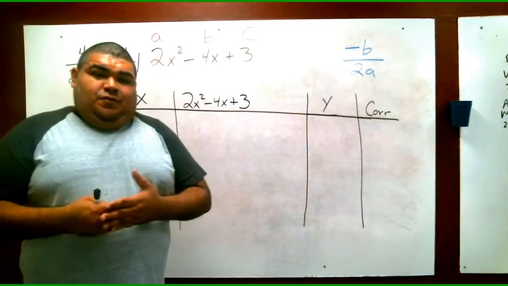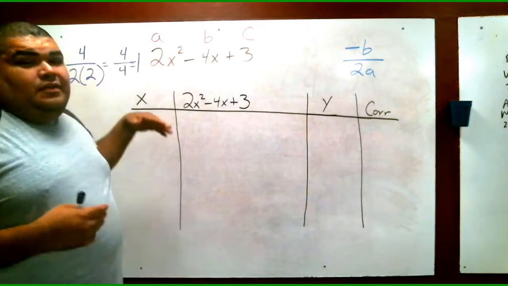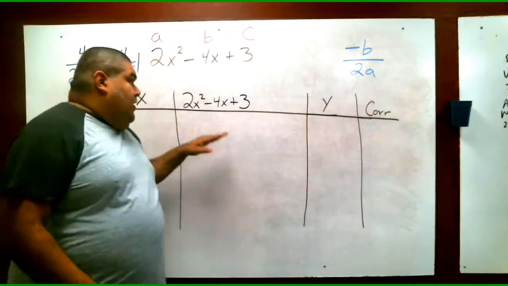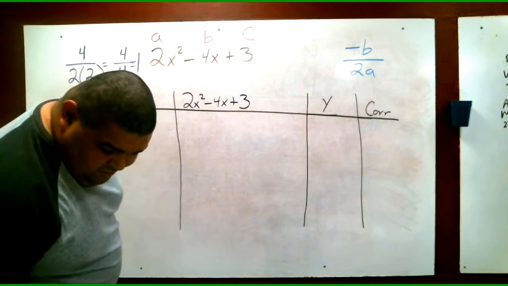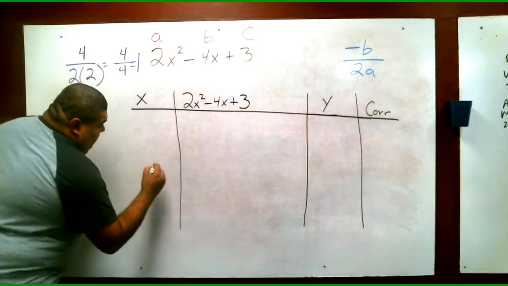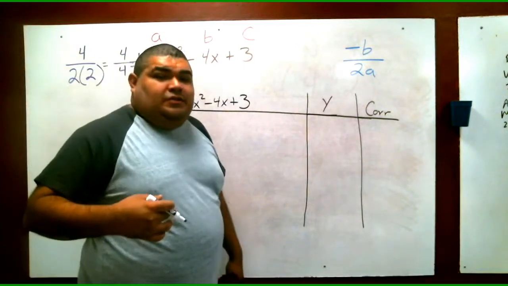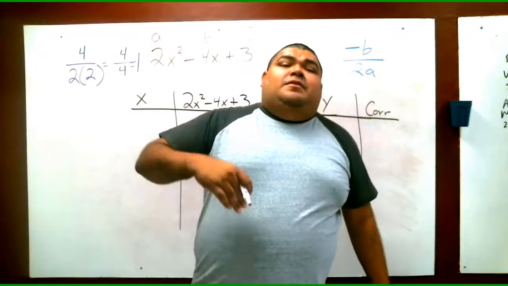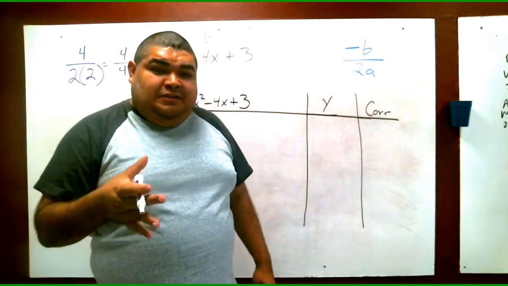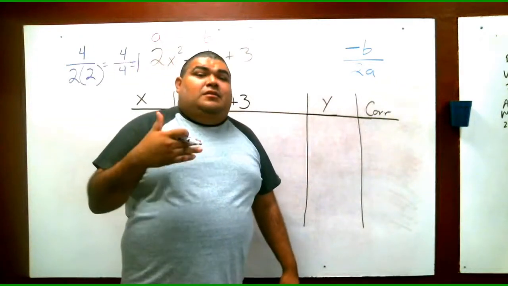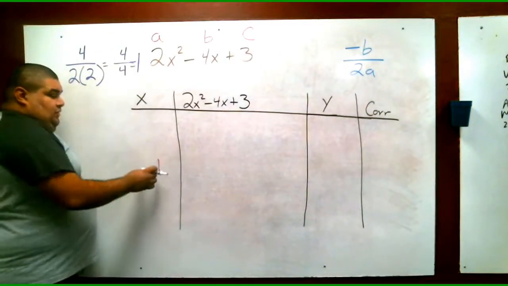The value you find for your x vertex is always your middle number on your x. So notice that we have x in the middle. We're going to put 1 in the middle. Now we're going to choose two numbers, 2 on top and 2 on the bottom. Notice that they all have to be about the same distance. Makes it a lot easier. So let's go in both directions.